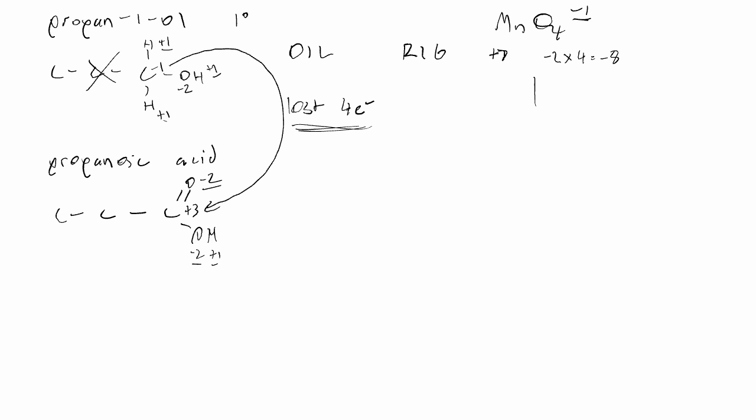Now, when that is reduced, it actually produces Mn2+. So from here, we're going from a +7 state. It gets reduced to a +2 state. So we've reduced that number from 7 to 2, hence the name reduction. So we've reduced it by 5, which means we've gained 5 electrons. So remember, reduction is gain of electrons, oxidation is loss.